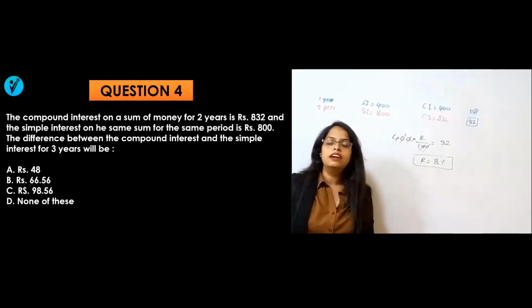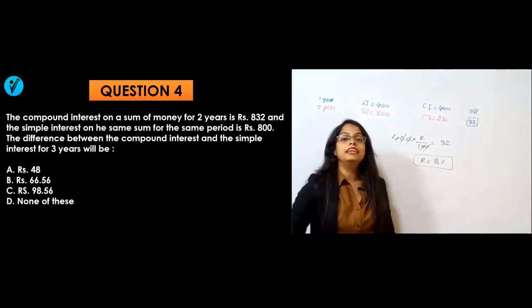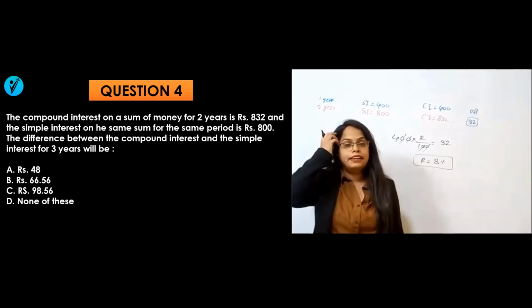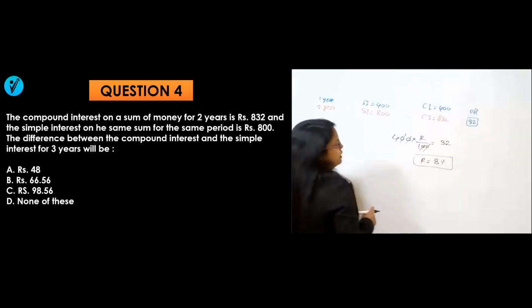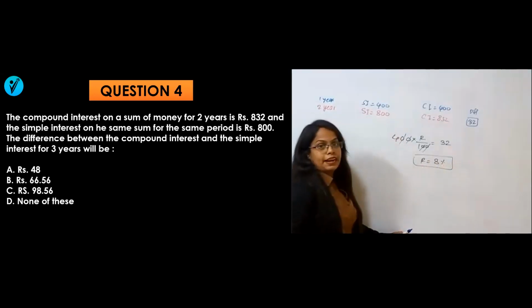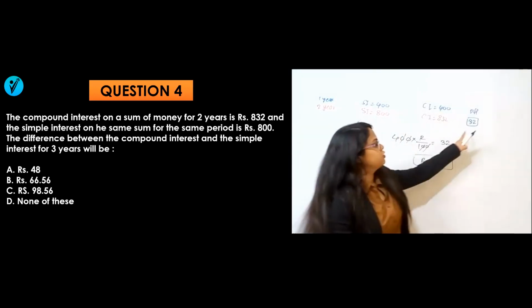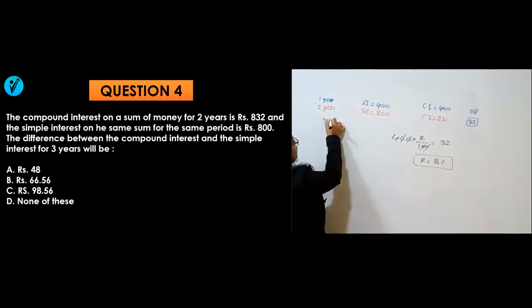Now for the third year, what will be the rate of interest here? Sorry, what will be the extra CI that will be added? So can we find it out now? Let's try to find it out. Now I know that on this 832, 8% will be added in the third year. Second year तक मैंने already calculate कर लिया 32. So for the third year, I will find out only for the third year.